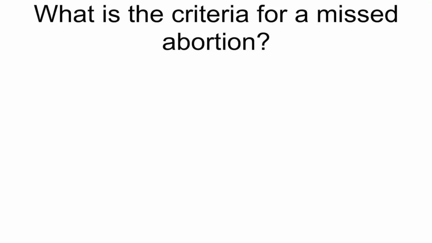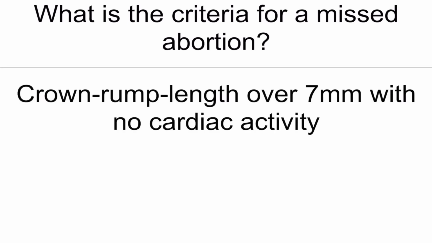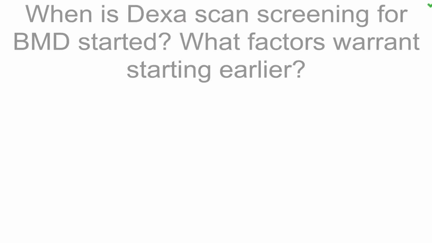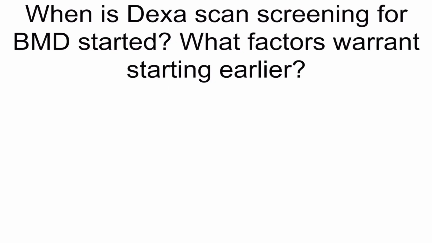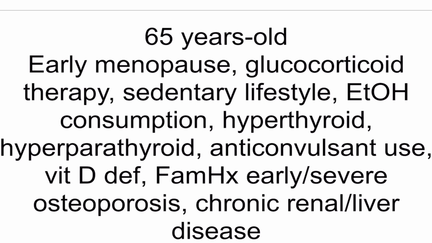What is the criteria for a missed abortion? Crown rump length over 7 millimeters with no cardiac activity. When is DEXA scan screening for BMD started? What factors warrant starting earlier? 65-year-old, early menopause, glucocorticoid therapy, sedentary lifestyle, alcohol consumption, hyperthyroid, hyperparathyroid, anticonvulsant use, vitamin D deficiency, family history, early or severe osteoporosis, and chronic renal or liver disease.